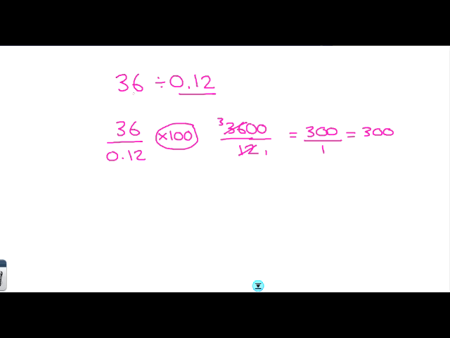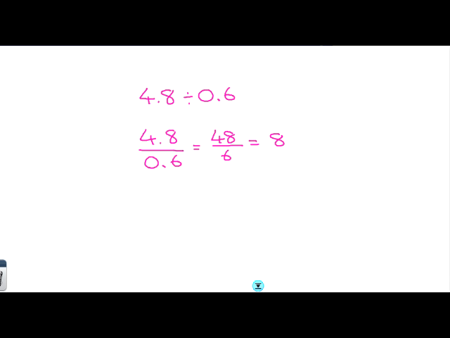Okay, so you might have got the gist of it now. Sometimes we'll have a decimal on the bottom as well. So let's try this one. Let's do 48 divided by 0.6. Write it as the fraction. Let's worry about removing this one on the bottom. If we times this by 10, we will get 48 over 6, and therefore that is 8.